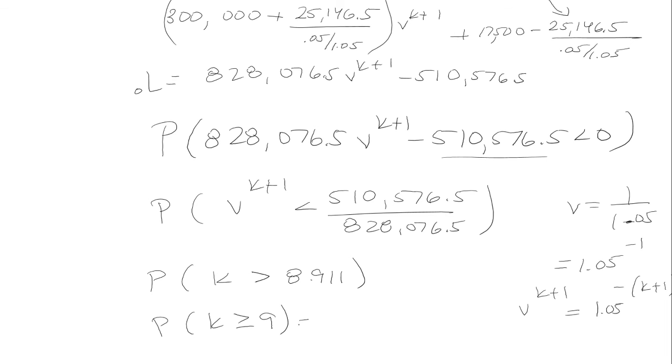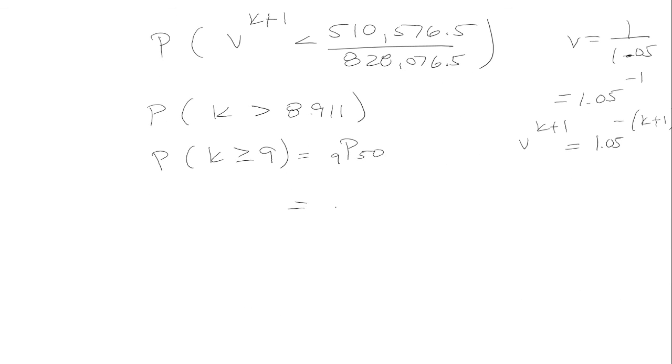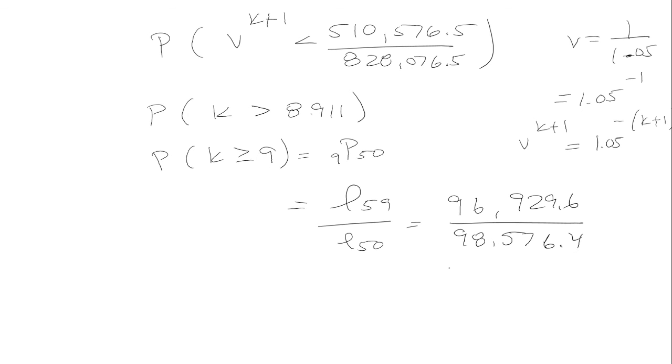From that, we were issued at age 50, so that's the same thing as someone age 50 surviving for 9 years. And one of the bullet points said we can use the Standard Ultimate Life table for mortality. So that would just be L59 over L50. L59 is 96,929.6. L50 is 98,576.4. And that simplifies to 0.983. And that's our final answer.